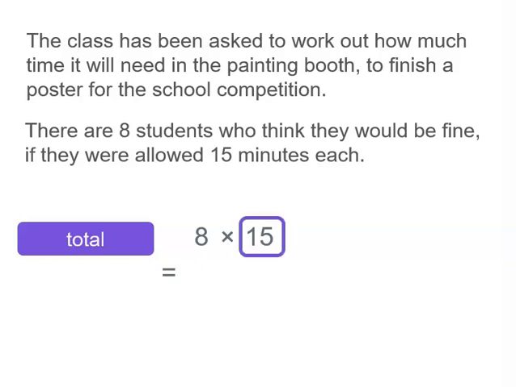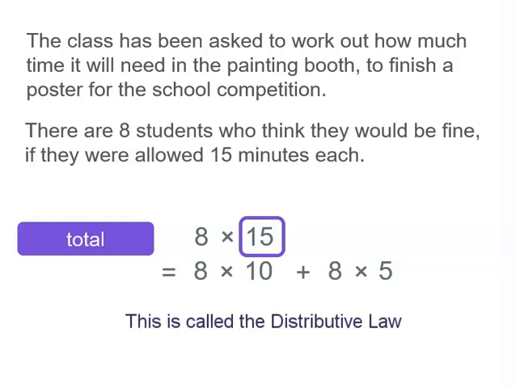Well, 15 is the same as 10 plus 5. And we're allowed to actually work that out as 8 multiplied by 10 plus 8 multiplied by 5. That's actually a rule that works. And if you're not sure, you could test it with a few different numbers.